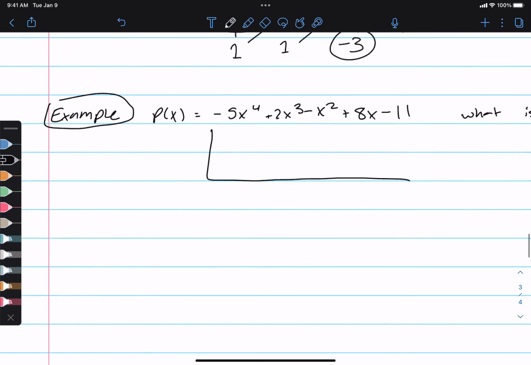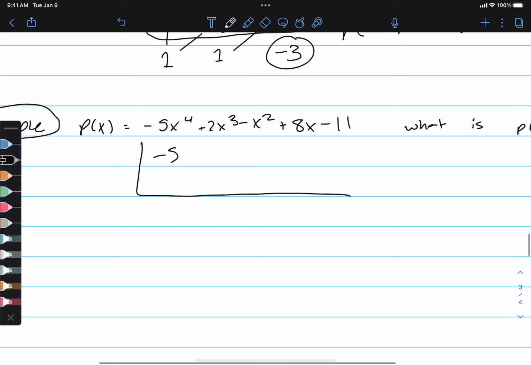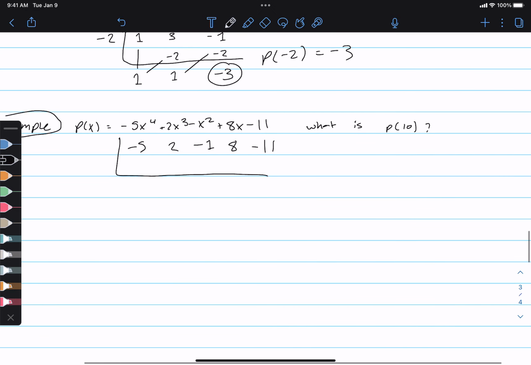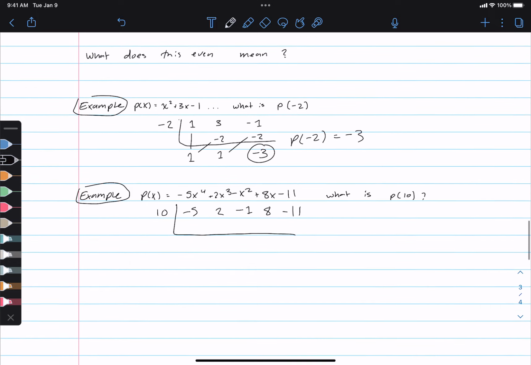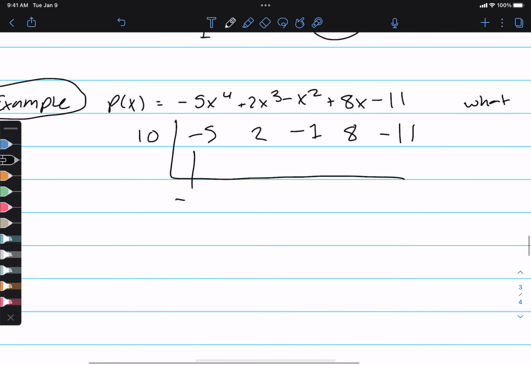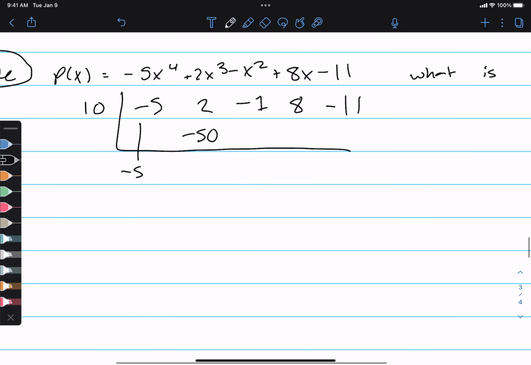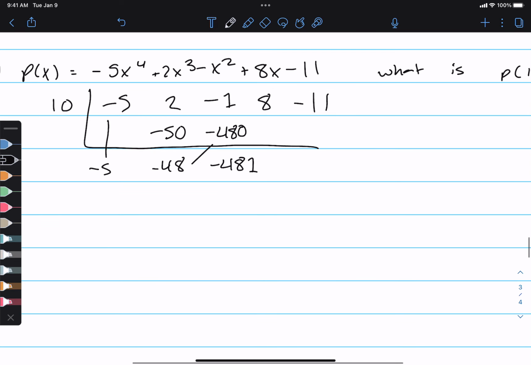We'll go over another example. So p of x equals negative 5x to the 4th plus 2x cubed minus x squared plus 8x minus 11. And we're going to try to find p of 10. So we're going to put 10 over here as our 0. And we're just going to start doing it. So negative 5. Multiply by 10, we get negative 50. 2 minus 50 is going to be negative 48, excuse me. Multiply that by 10, it's going to be negative 480. Add those up to get negative 481.